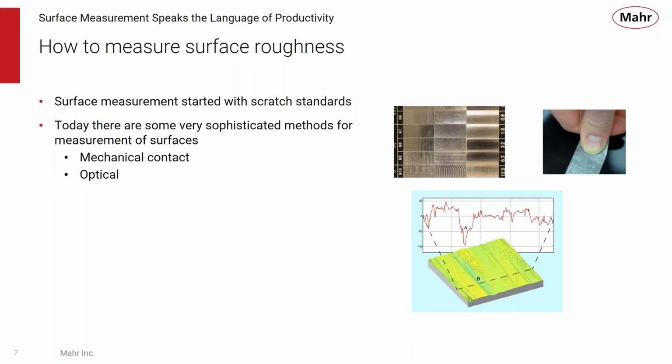Now, in the past, surface finish used to be measured by a scratch test or scratch standards. People would use their thumb on these standards and compare the part to the standard to get an idea how good that part was. Well, today there are some very sophisticated methods for making surface finish measurements. There are mechanical contact tools to do that, and there are also some new optical non-contact tools to do that. But today we're going to focus primarily on the mechanical contact methods.